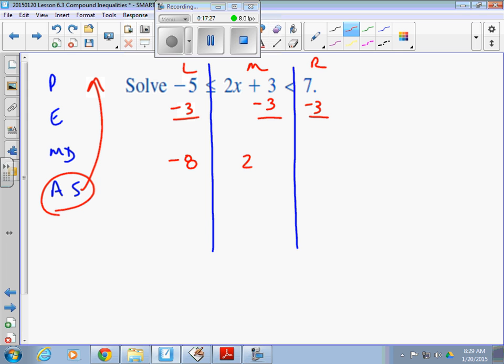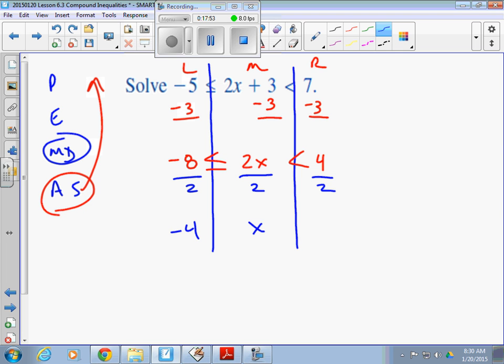That part cancels out, leaves you with 2x. 7 minus 3 is 4. All we did was subtract 3 right there, so you do not reverse the symbols. That one stays less than or equal to, and that one stays less than. Don't add equal signs where they don't belong. Then undo the next step, multiplication and division. Divide by 2. If you do it there, do it here and here, the left and the right side. -8 divided by 2 is -4.